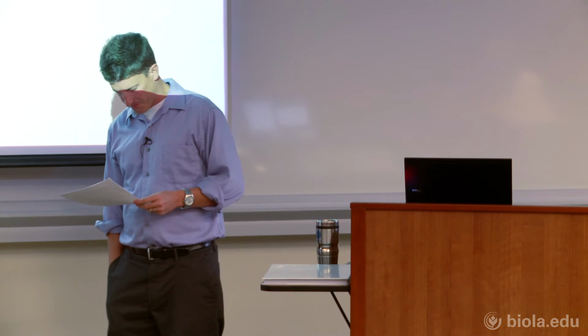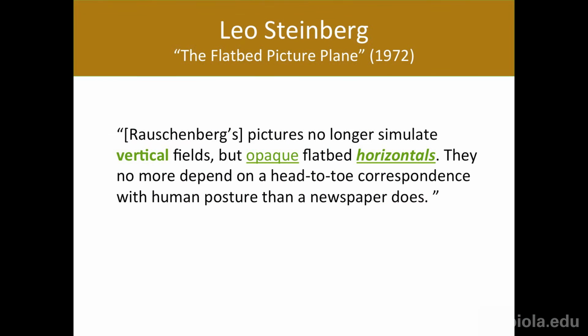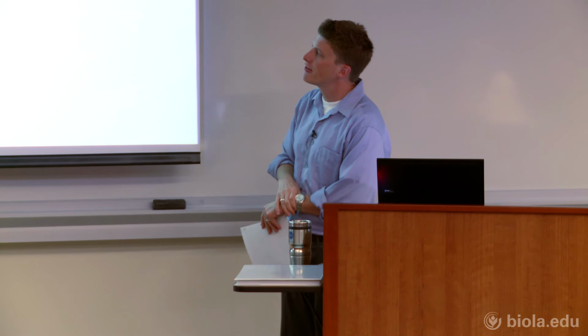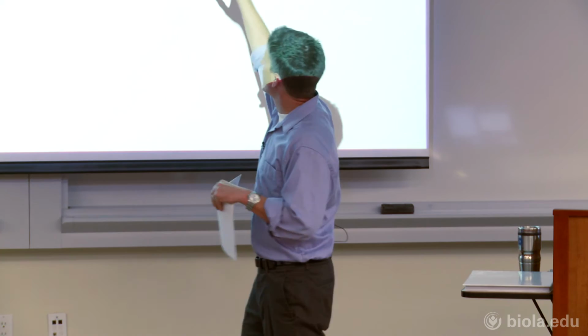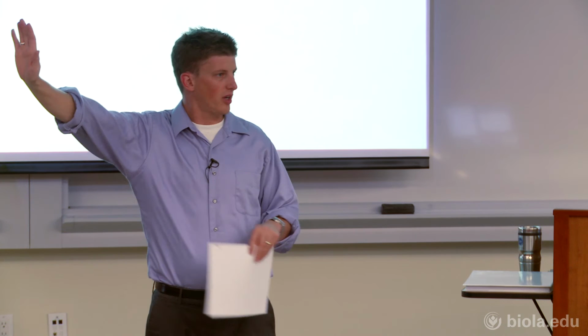He says this, a little further down. It's not the actual physical placement of the image that counts. There is no law against hanging a rug on a wall, something associated with the floor or horizontal on a wall, or producing a narrative picture as a mosaic floor. He would say a rug serves as a horizontal until you hang it on the wall, and it becomes this sort of aesthetic object that you contemplate. And when you take a narrative and you put it on the floor, even though it's on the floor, you're still supposed to read it as though it's a kind of vertical image, right?